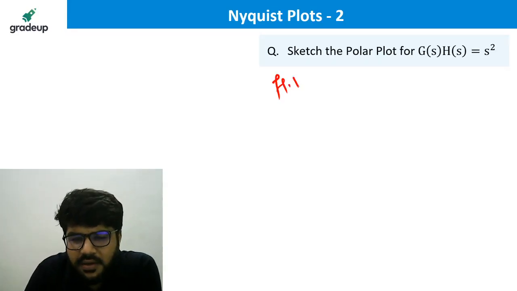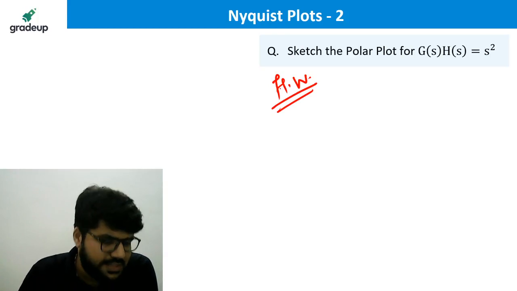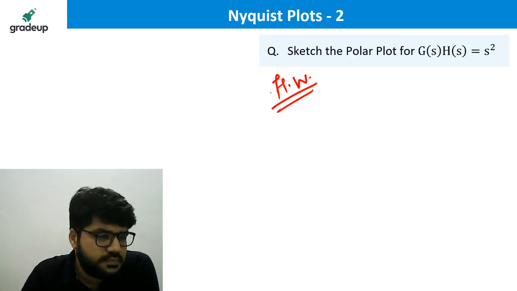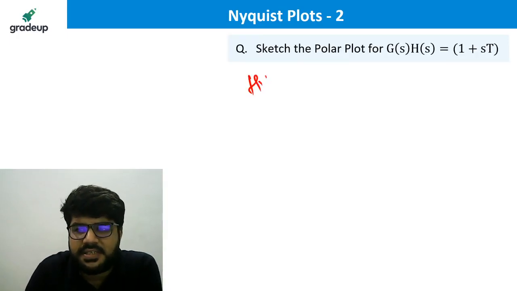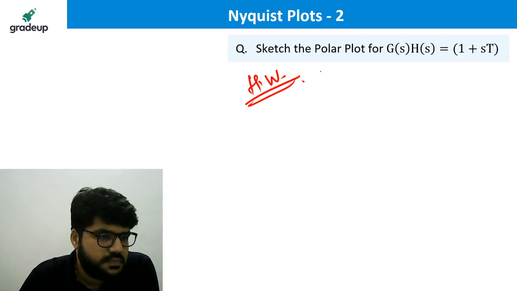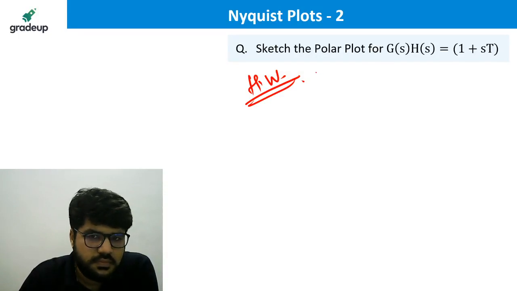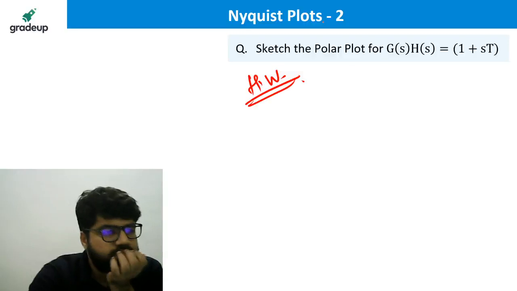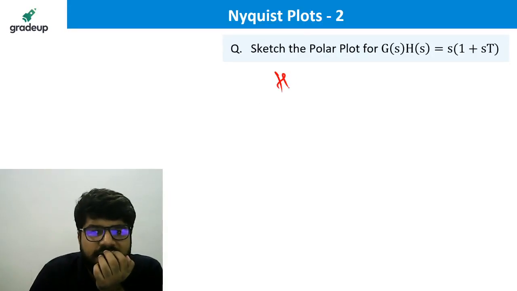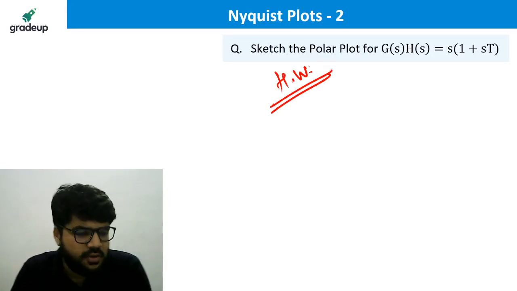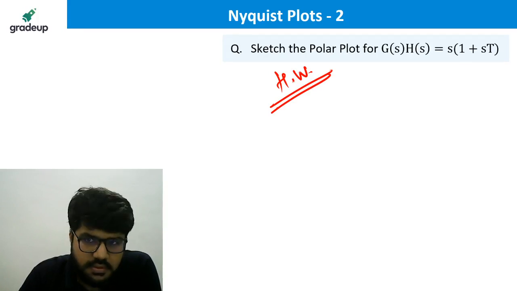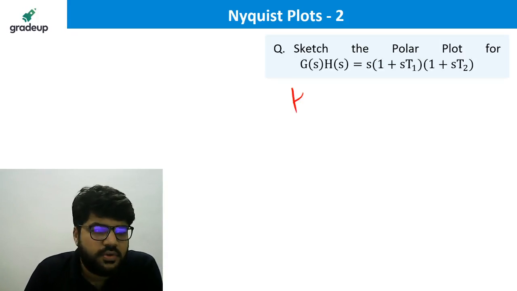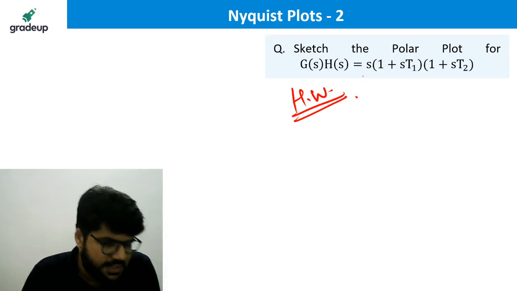Number two, G(s)H(s) equal to s squared. Then I have 1 plus sT. Then I have s into (1 plus sT). Then s into (1 plus sT1)(1 plus sT2).